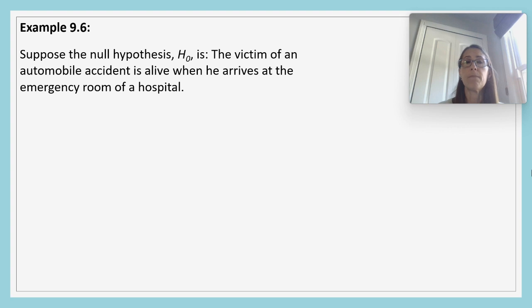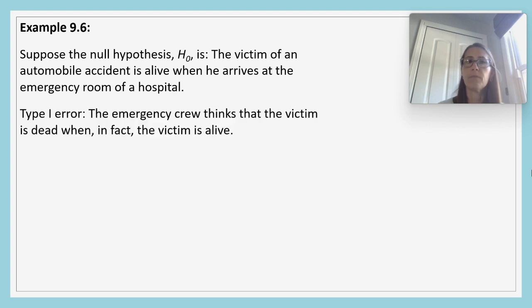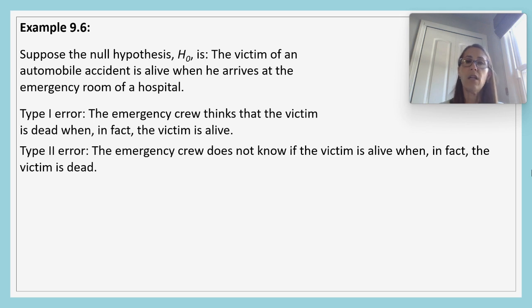Example 9.6, suppose the null hypothesis H0 is the victim of an automobile accident is alive when he arrives at the emergency room of a hospital. The type 1 error is the emergency crew thinks that the victim is dead when in fact the victim is alive. Type 2 error, the emergency crew does not know if the victim is alive when in fact the victim is dead.